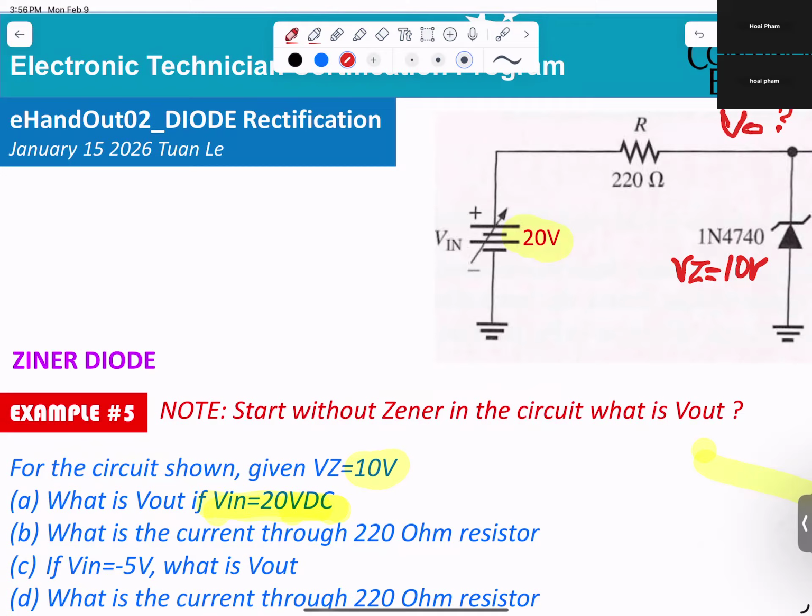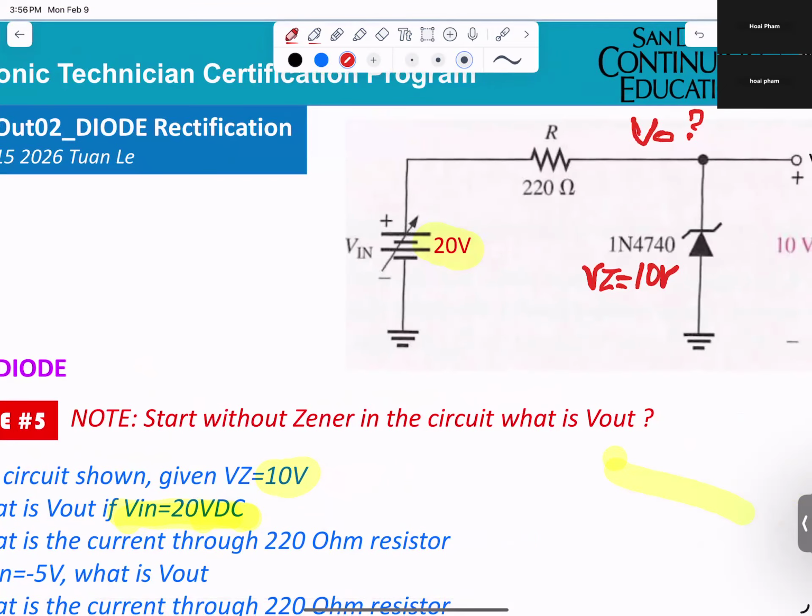The thing is, if you have no Zener here, what do we get out? 20 volt. If you don't have that Zener, what do we get out? 20 volt, correct. And now with the Zener it's 10 volt, right? They cut it down.